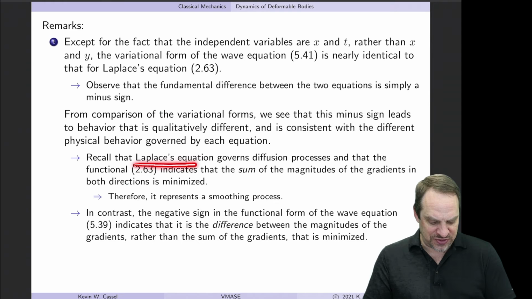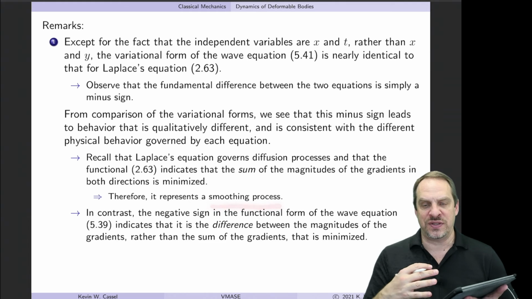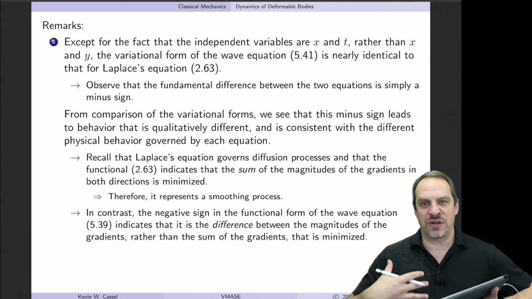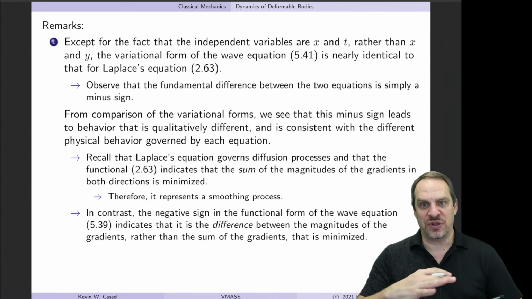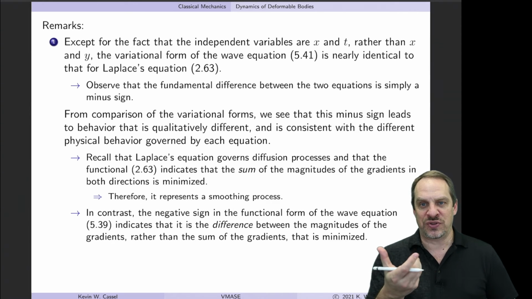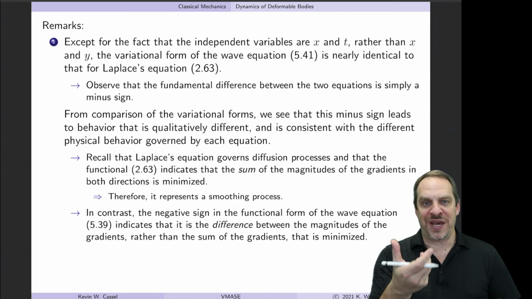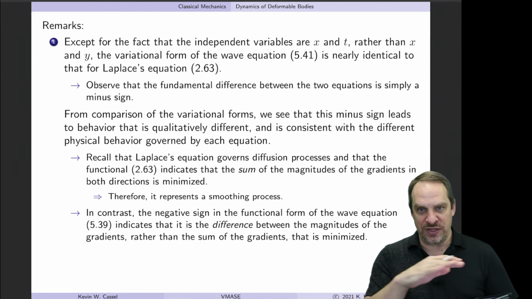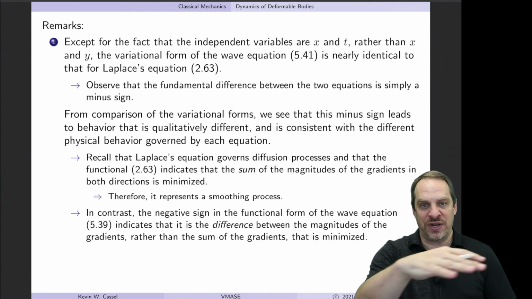Thinking back to Laplace's equation, remember Laplace's equation governs diffusive processes. These are smoothing processes. So whatever the initial distribution of something is, Laplace's equation wants to smooth it as much as possible. And we saw that in the variational form of Laplace's equation. We saw that it was the sum of the magnitudes of the gradients in the x and y direction that were being minimized.